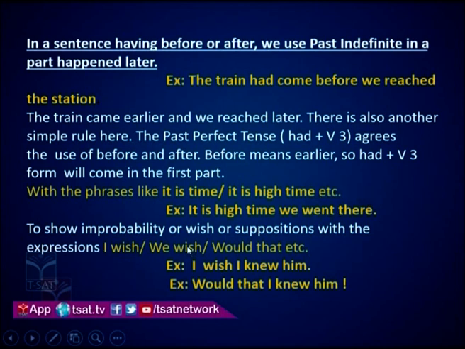To show improbability or wish or supposition with expressions like I wish, we wish, would that, etc. I wish I knew him. Whenever you talk about a wish, you use past tense. I wish I knew him. I wish I were a doctor. I wish I were a teacher. If a sentence starts with would that, I knew him, here also, in the second part of the sentence, you should use simple past tense. Would that I knew him. I hope this is clear.